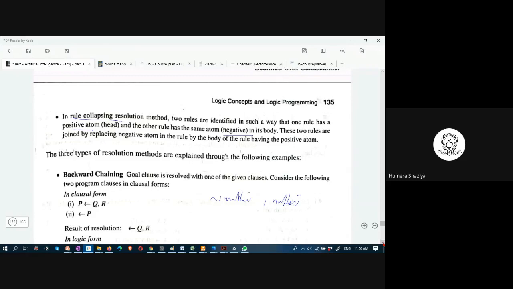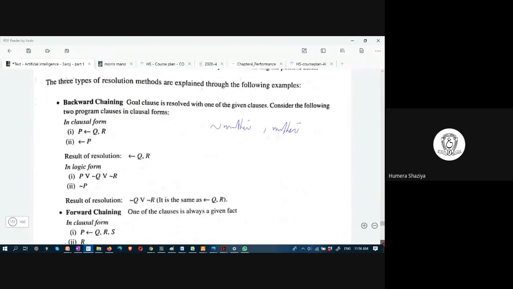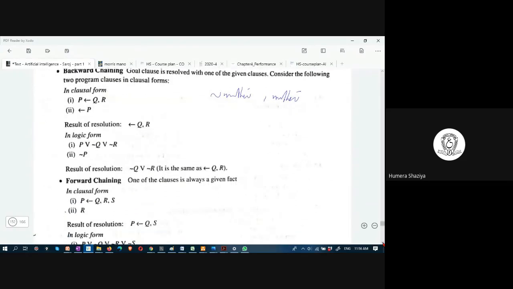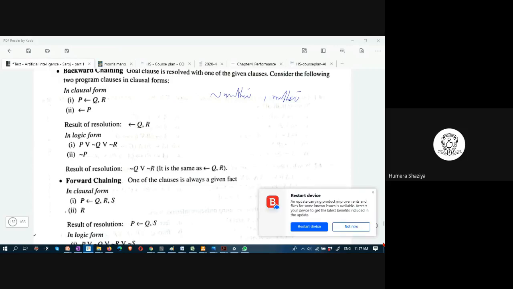Examples are given here. Backward chaining. This is in clausal form. This is in logic form. In clausal form, we have P implied by Q, comma R, and this is implied by P, and the result of resolution could be implied by Q, comma R, these two.